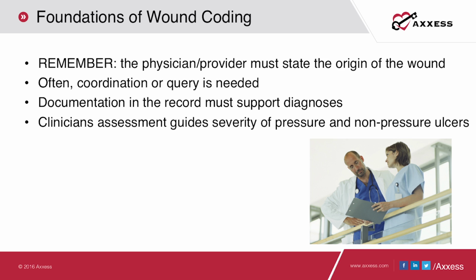Remember, documentation in the record must support the diagnosis that you choose. So we can't just willy-nilly look at things like, oh, the patient's diabetic and they have a wound on their toe, so that's a diabetic ulcer of the toe. No, we must have the origin of the wound stated by the physician or the provider. And then once we know that it's a pressure ulcer or a non-pressure ulcer, our clinical assessment will guide the severity of that wound.